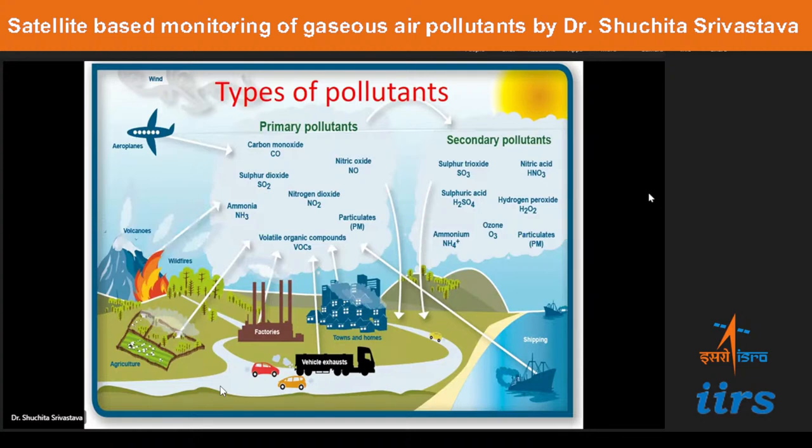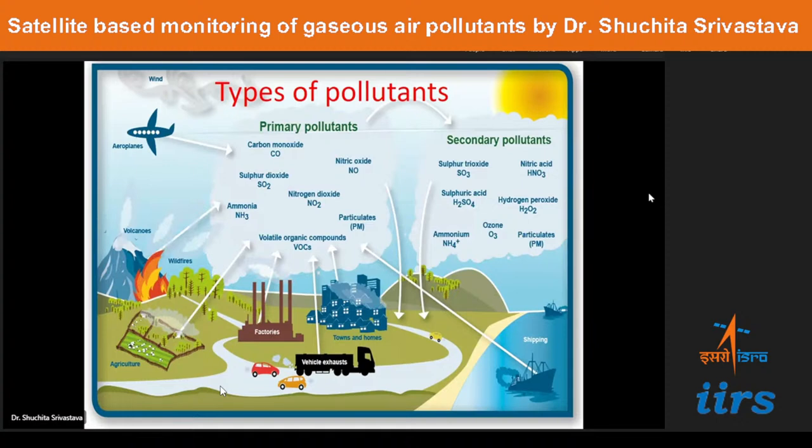Examples of primary pollutants are shown here: carbon monoxide, nitric oxide, sulfur dioxide, nitrogen dioxide, particulate matter, volatile organic compounds and ammonia. These are a few primary pollutants. A few pollutants are not directly emitted into the atmosphere, and these are called secondary pollutants. They are produced chemically or photochemically from the primary pollutants. The examples shown here are sulfur dioxide, nitric acid, sulfuric acid, hydrogen peroxide, ozone, ammonium and particulate matter.